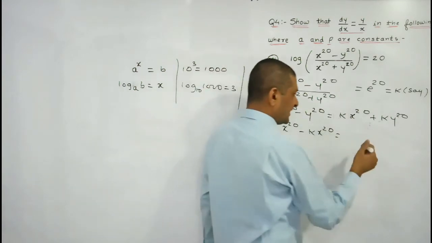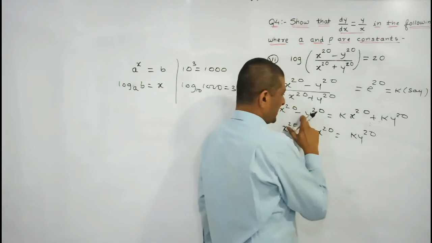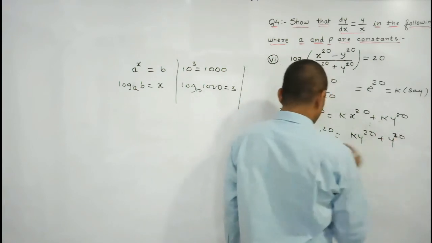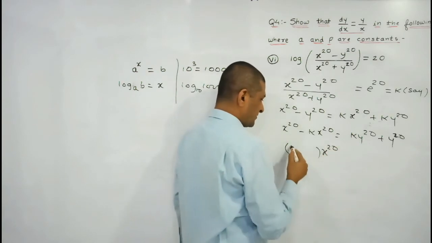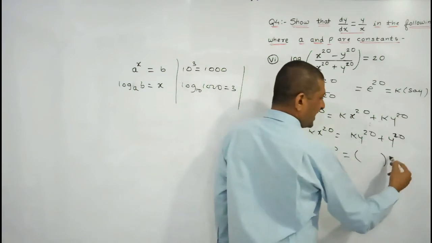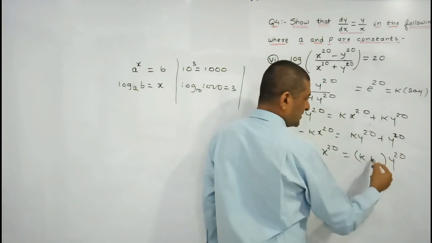On the right hand side collect the terms of y. So k into y raised to power 20, this minus term on this side will become plus y raised to power 20. Now taking x raised to power 20 common from both the terms, we get here 1, and here we will get k, so 1 minus k. If we are taking y raised to power 20 common from both the terms, here the coefficient is k and here the coefficient is 1.